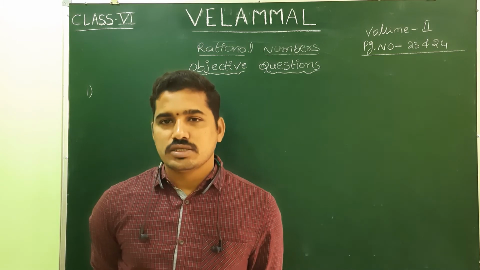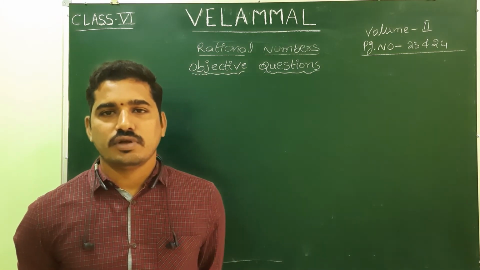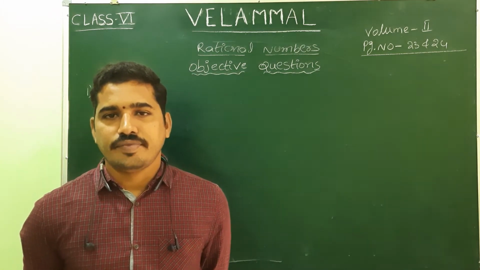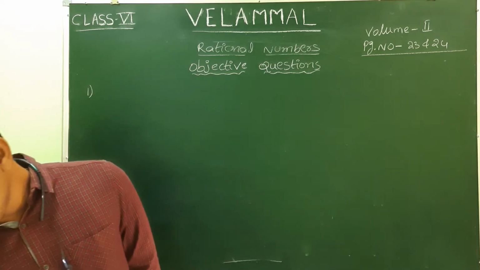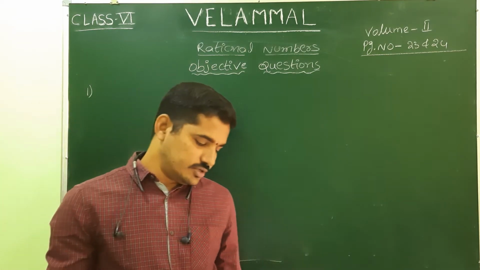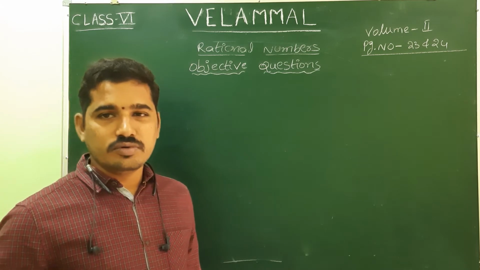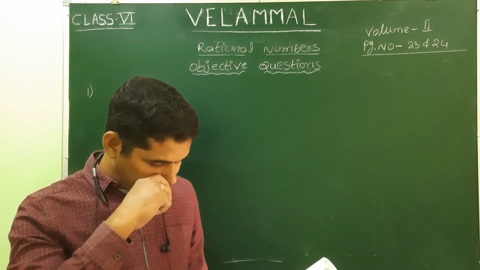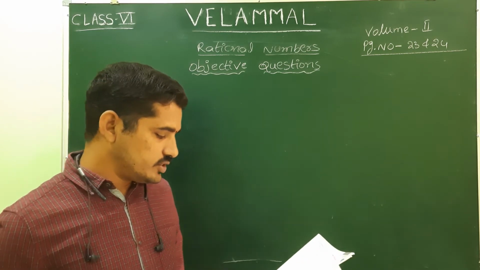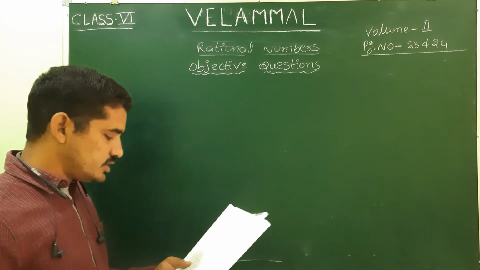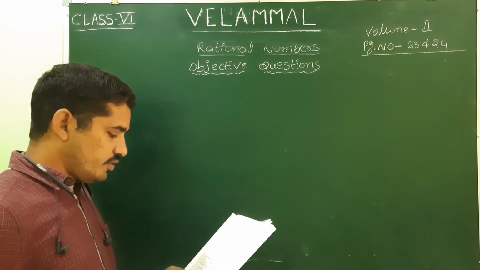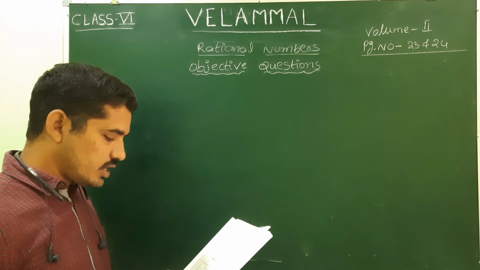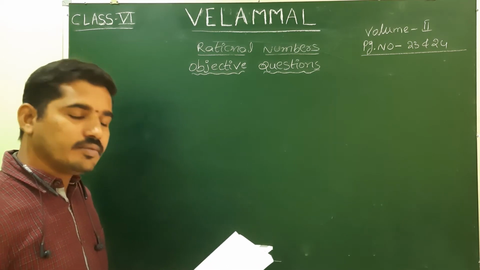Now in the earlier classes we have completed the introduction of our rational numbers concept. Next we are moving to the objective questions. In that, the first question is from volume 2, page number 23 of the IIT textbook. A number which is in the form of a by b, where b is not equal to 0 and a, b are integers, is called.